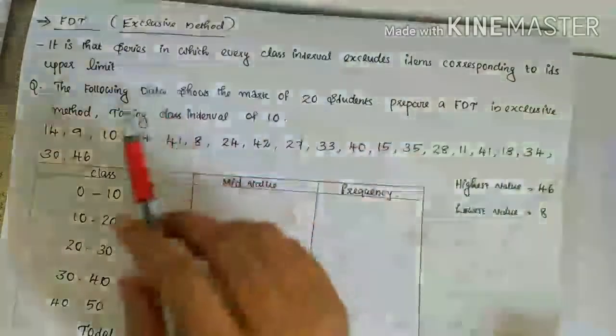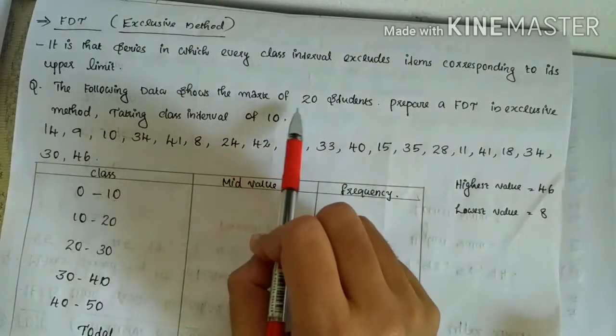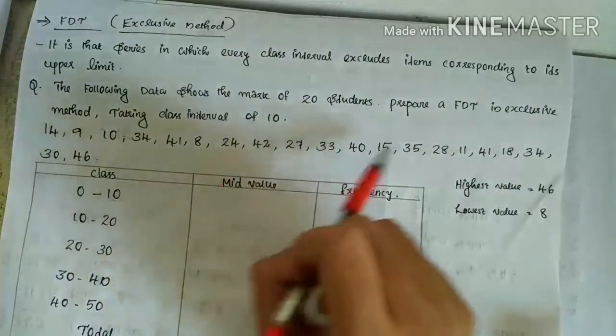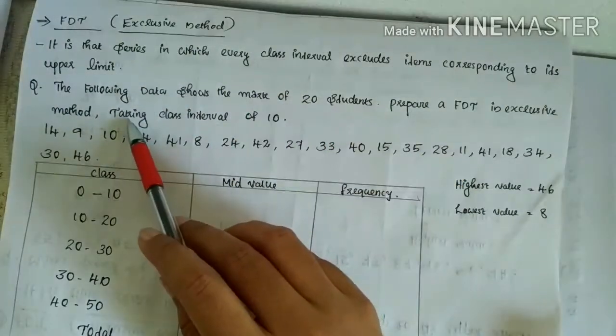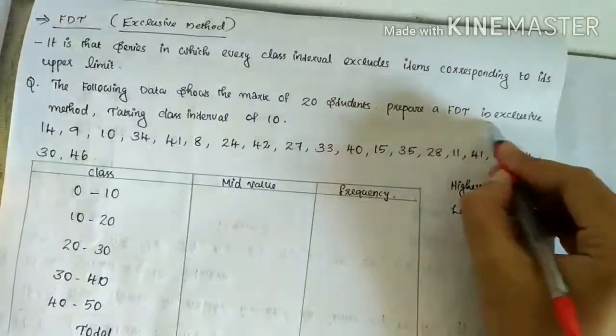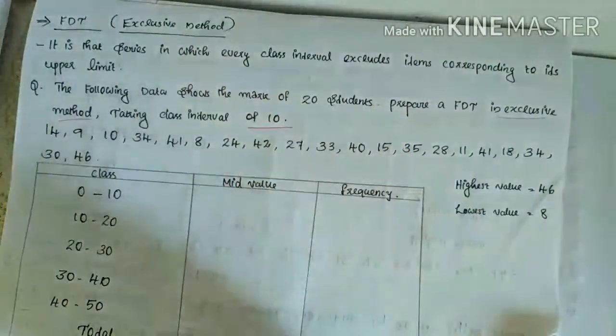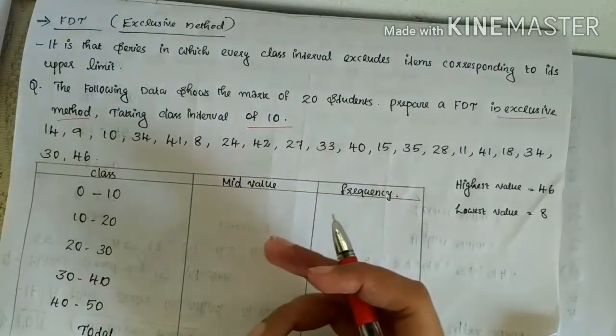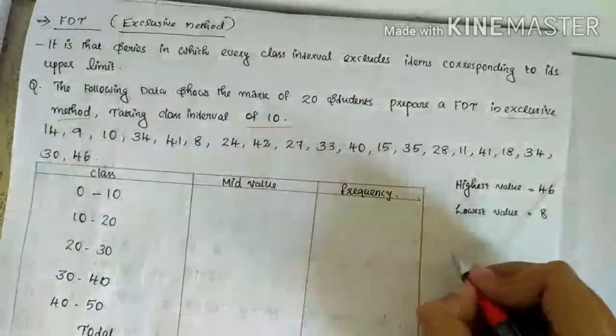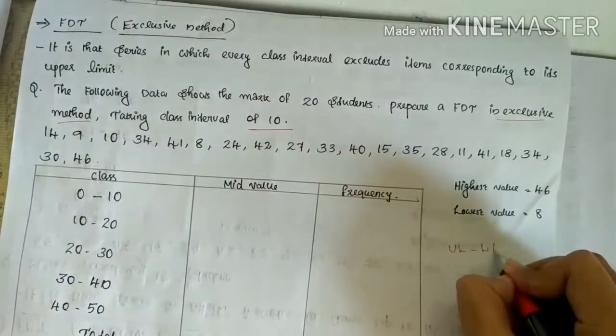So let's work out a problem. The following data shows the marks of 20 students. Prepare a frequency distribution table in exclusive method taking class interval of 10. Already we know what is class interval. It is the upper limit minus lower limit.